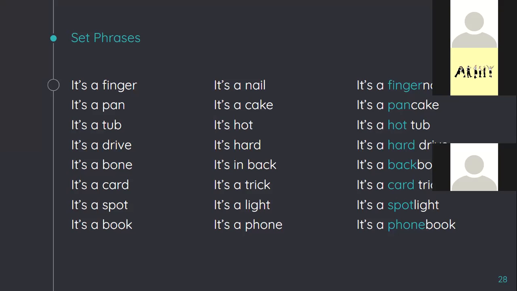So let me do it again. It's a finger. It's a nail. It's a fingernail. It's a finger. It's a nail. It's a fingernail. Okay.